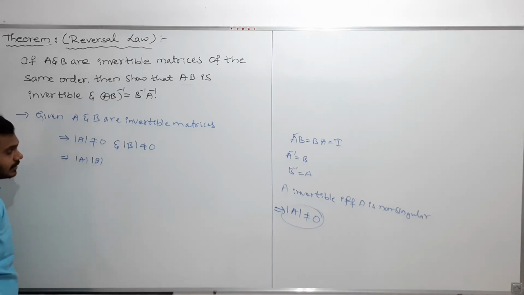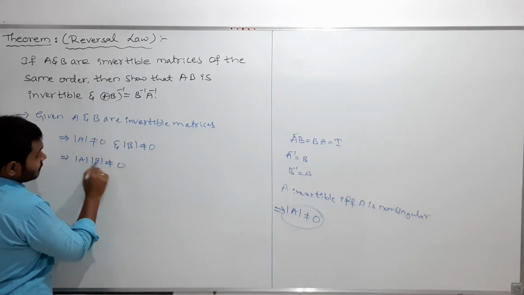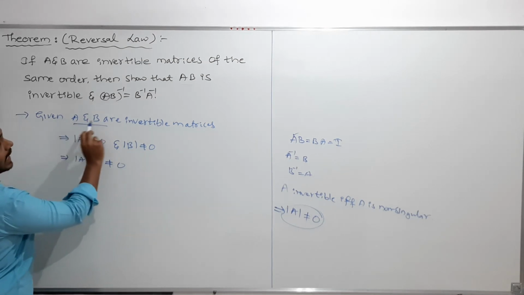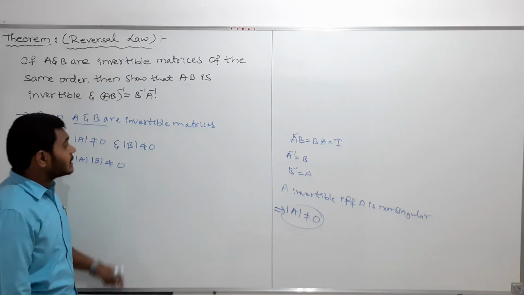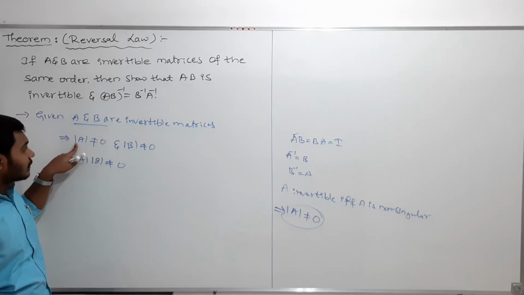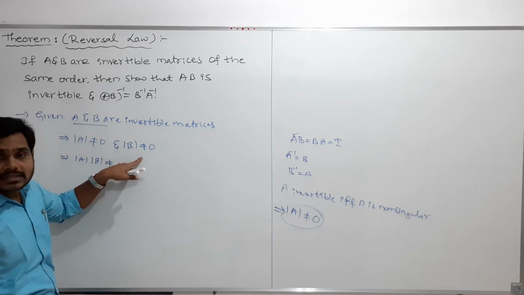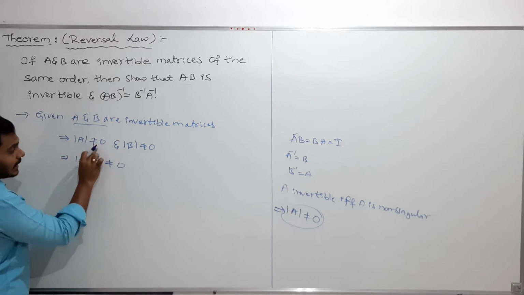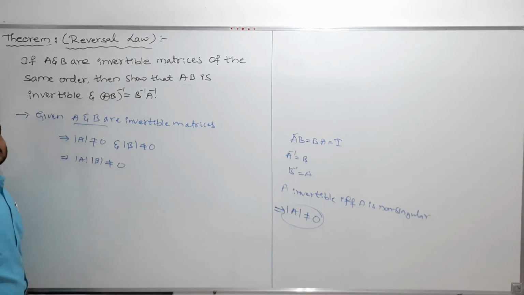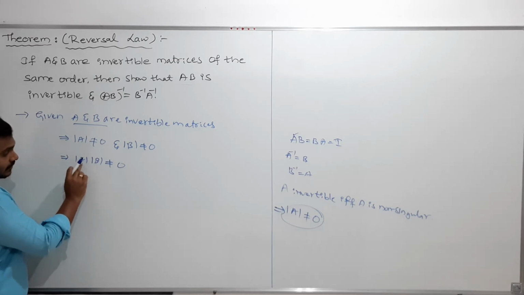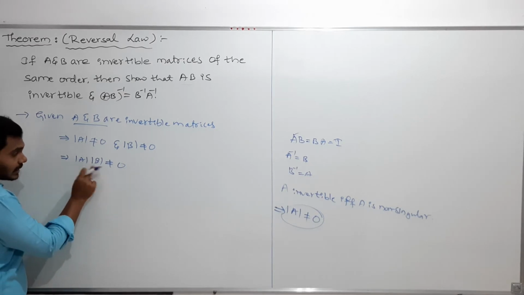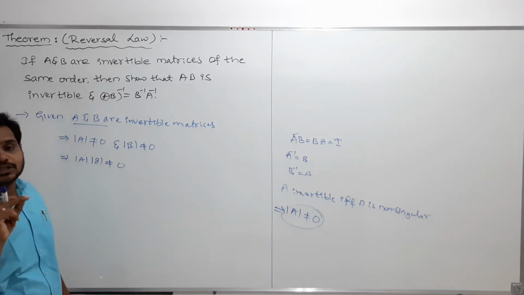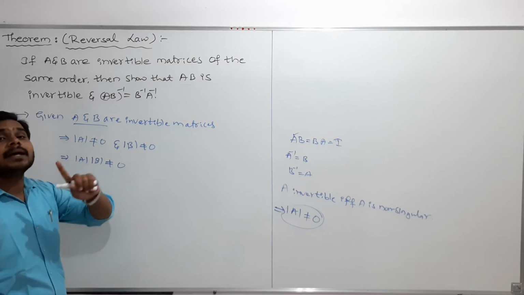So if I consider determinant of A and determinant of B, this value is also not equal to 0, because what they have given you is that A and B are invertible matrices. So A and B are invertible matrices means determinant of A is not equal to 0, determinant of B is not equal to 0. If I take the product determinant of A into determinant of B, then this product is also not equal to 0, because if you take two numbers and any one of them is not equal to 0, then their product can never be equal to 0.